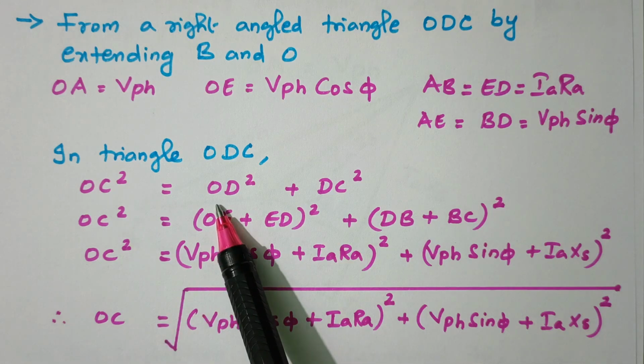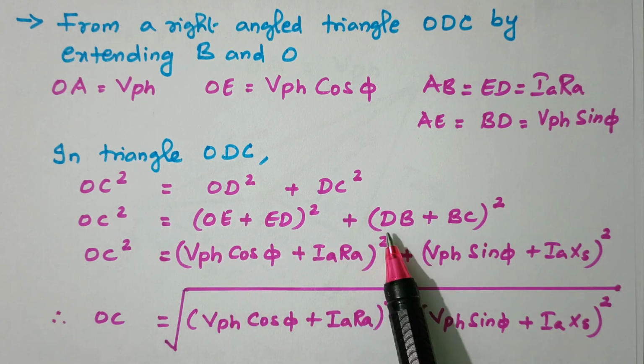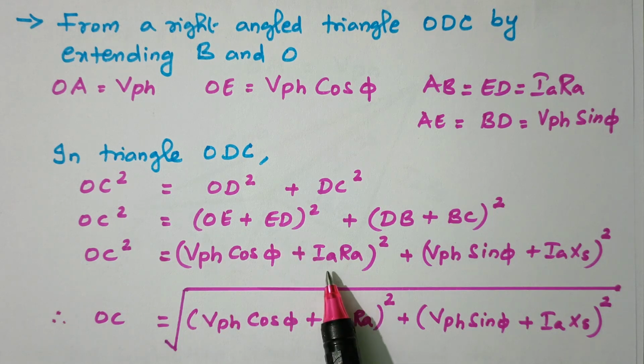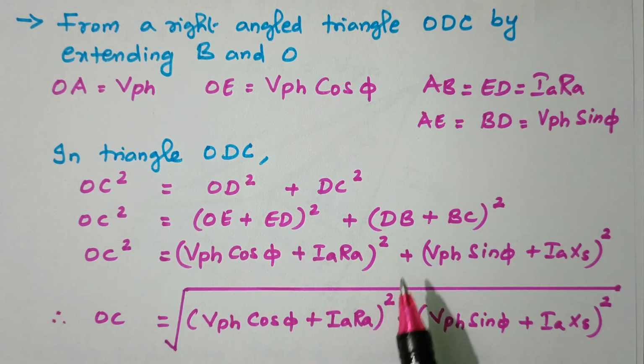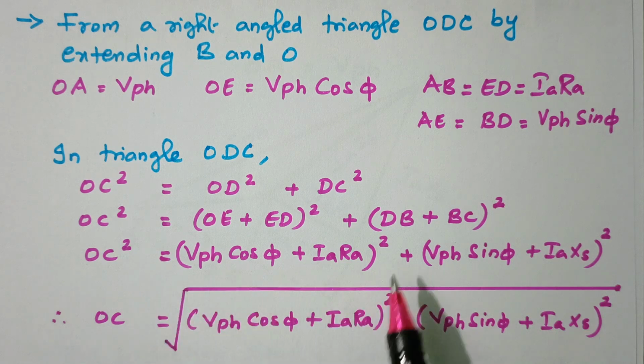So that is written here. OD is written as OE plus ED, squared. DC is written as DB plus BC, squared. Now substitute the values. OE is V phase cos phi. ED is IA RA. DB is V phase sin phi. BC is IA XS. Now we'll take the square root on both sides. So OC equals the square root of V phase cos phi plus IA RA, the whole square, plus V phase sin phi plus IA XS, the whole square.